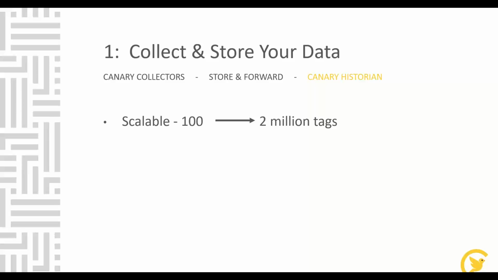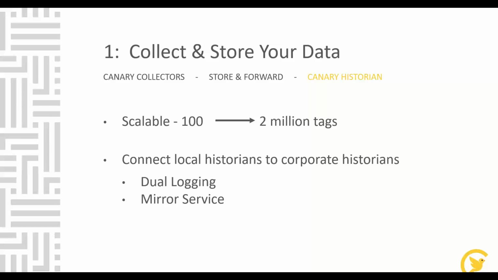It is very scalable. You can start from 100 tags up to 2 million tags. This is just a guideline. In fact, you can even have more than 2 million tags in some environments, but the tested figure is more like 2 million tags. And you can connect to a historian, to a corporate historian, with dual logging and the mirror service.